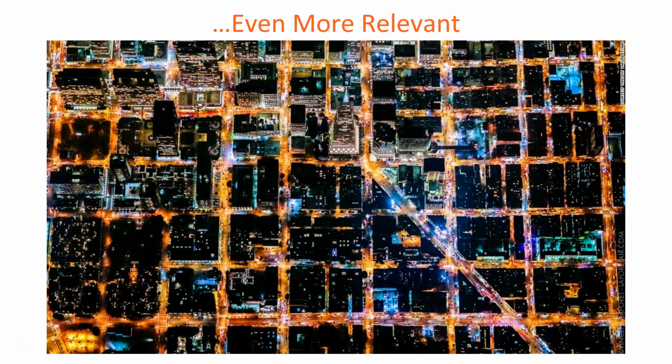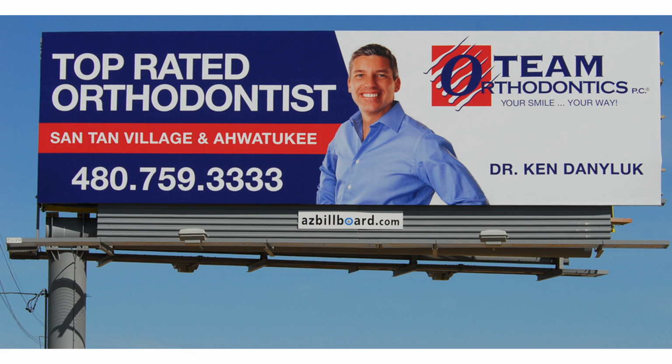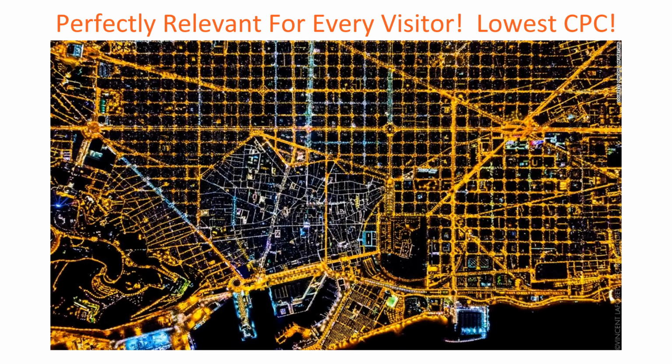What if we could actually break up our search for orthodontist by a number of different key terms? And if we do that, we actually get something that looks like this. And if we keep filtering with more and more keywords, we end up with a marketing segment that is perfectly relevant for every single visitor who's searching for an orthodontist. So now we take this same billboard ad approach, we take our ad, put it all together in Google, and we advertise it. And now we end up with a marketing segment that is perfectly relevant for every visitor. And that's how we get the lowest cost per click.